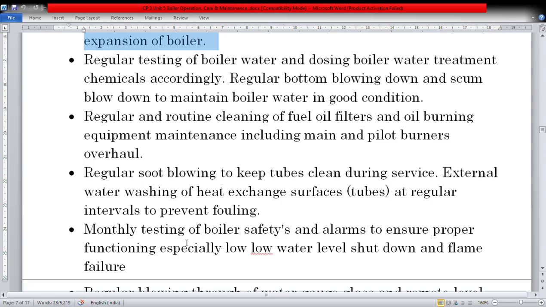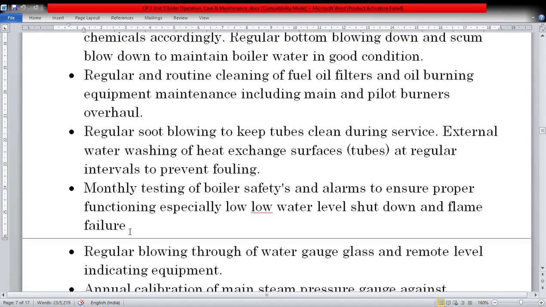Monthly testing of boiler safety devices and alarms to ensure proper functioning, especially low water level shutdown and flame failure. See, even now when you visit some ports, especially in Saudi, Ras Tanura and those ports, before arriving they ask you to send the report for the testing of your main engine alarms, generator alarms and boiler alarms. We have to send it to them. A very strict port, and there are other ports as well. I just gave you an example. So regularly we are supposed to do boiler safety checks and alarm tests.